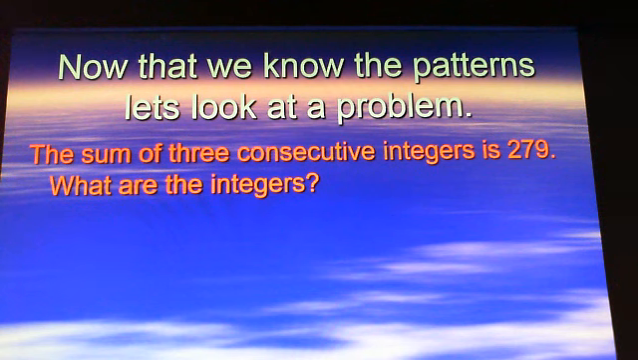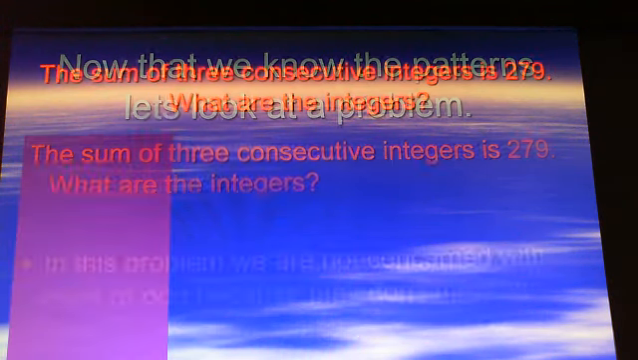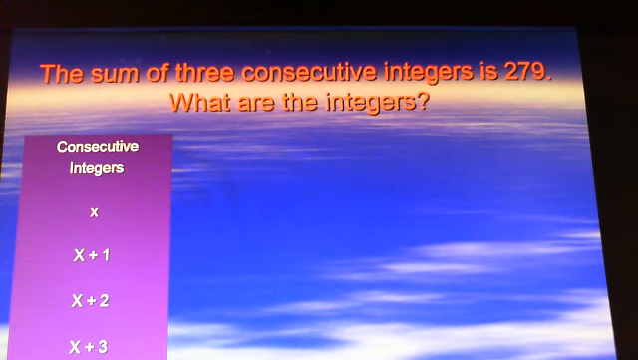So my question to you is, are we talking about even integers or odd integers? Well, it doesn't say which one we're talking about. So since it doesn't say, that means we're talking about regular old consecutive integers. So the first thing I'm going to do is pull out my consecutive integers list. This is what we wrote down for consecutive integers. Now, how many consecutive integers are we talking about? Well, they say the sum of 3 consecutive integers.